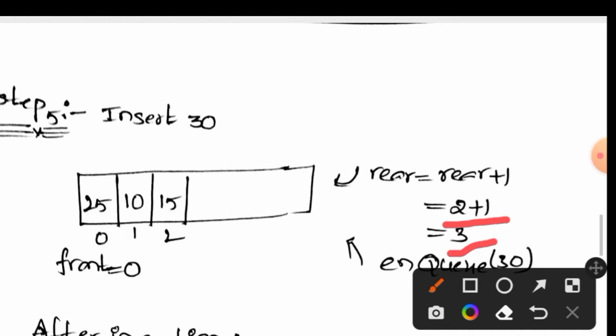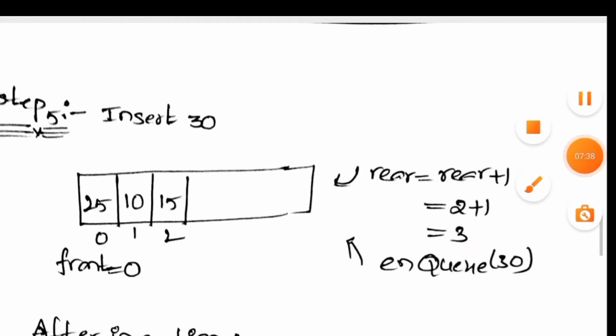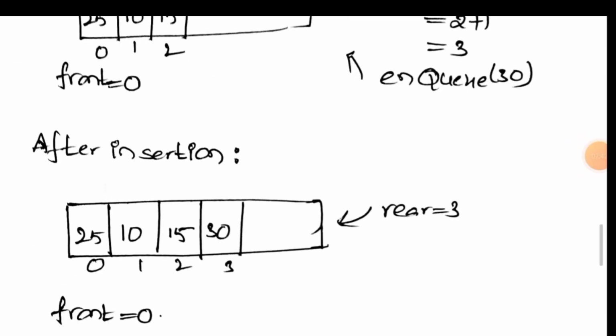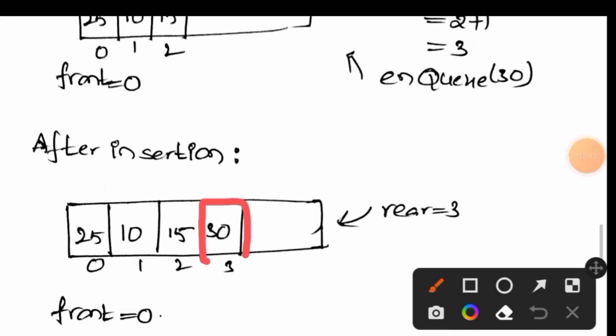Now here at position 3 we have to insert the value, that is 30. So to insert the element in the queue, we have to call the nq method, nq of 30. So after calling the nq method, at position 3 the 30 will be inserted, means rear is equal to 3. And the front position is 0.